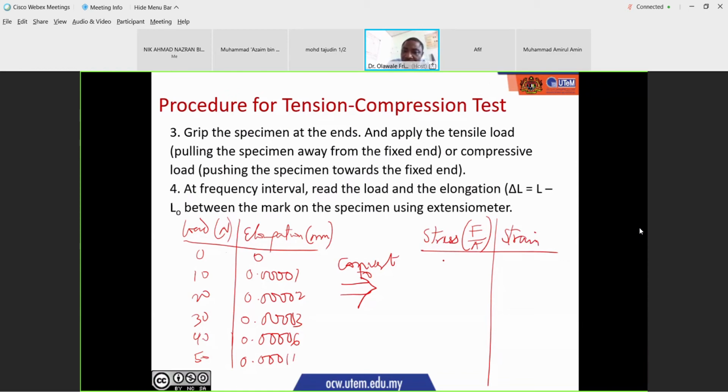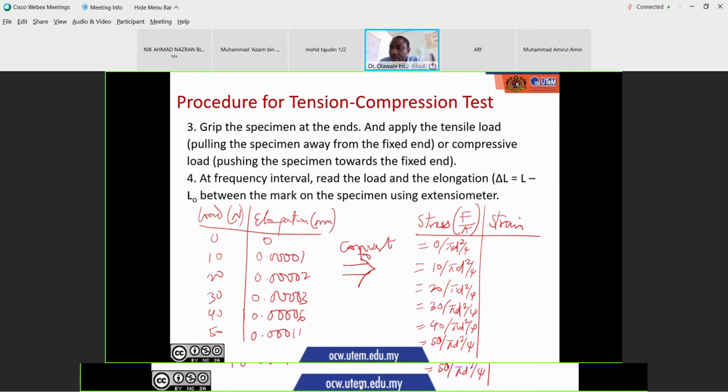So let's do our stress. This one is going to be equal to 0 divided by pi d squared over 4. That's our area. This is 10 divided by pi d squared over 4. This is 20 divided by pi d squared over 4, and so on. Okay, everybody understand this, right? Do you understand or not?